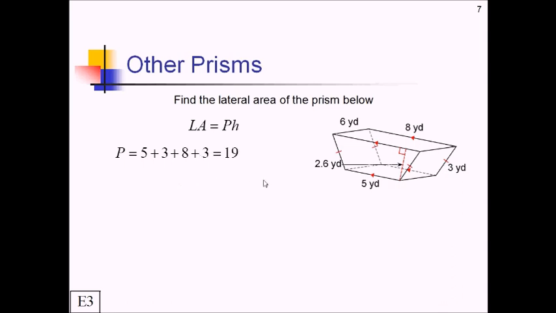For the height, that's the distance between the trapezoids now. That's 6. So perimeter times height, 6 times 19. Well, that's going to be 6 less than 6 times 20. So that'll be 114, and that's square yards.